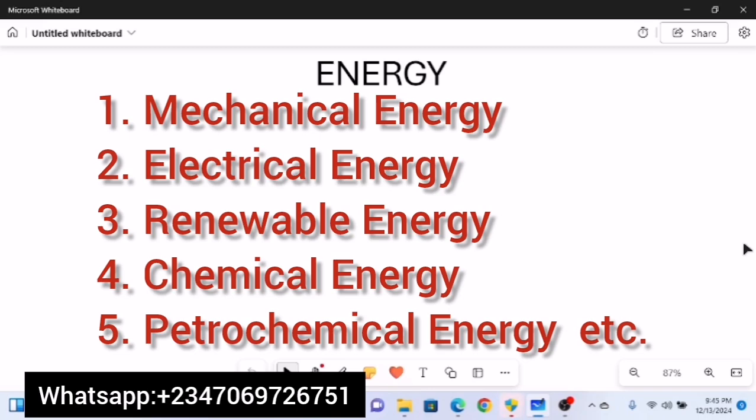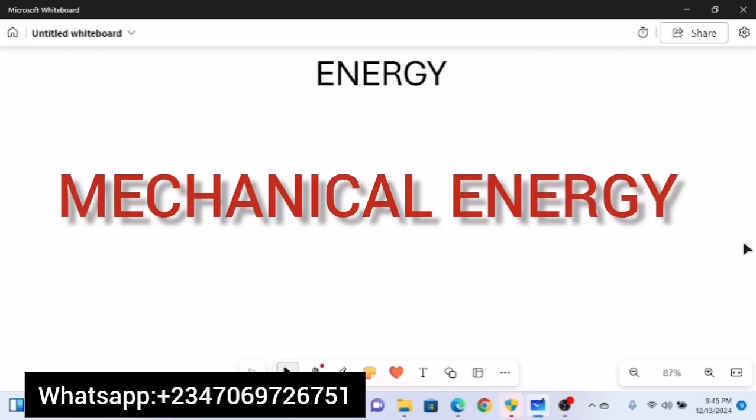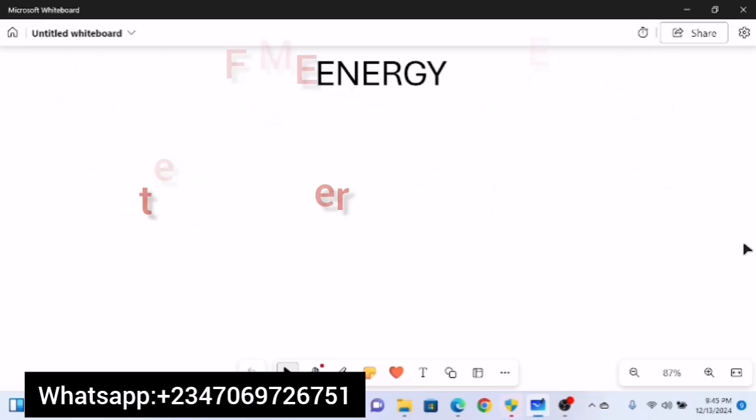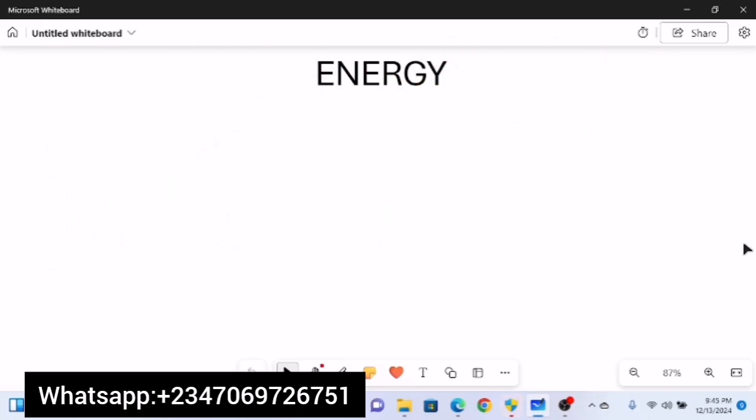Now, there are different forms of energy. We have mechanical energy, we have electrical energy, we have renewable energy, we have chemical energy, we have petrochemical energy, and so on and so forth. But in this video, we are going to be focused mainly on mechanical energy. And there are two basic types of mechanical energy. One, we have the potential energy, and the second, we have the kinetic energy. Now let's look at these two basic types of energy in detail.